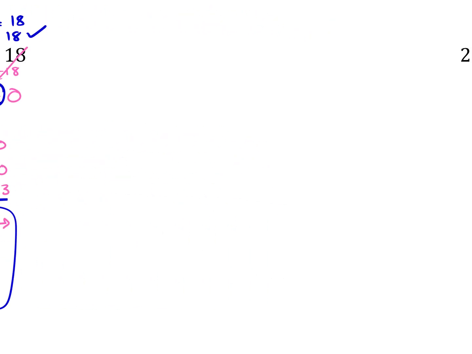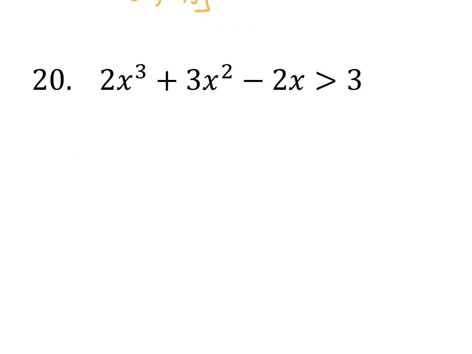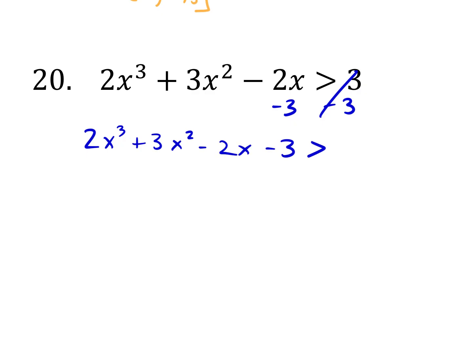All right, let's do 20. So here we have x to the third power, so we might have 3 answers. What should we do first? Subtract 3. So 2x cubed plus 3x squared minus 2x minus 3 is greater than 0. When we have 4 terms, how do we factor? Grouping. Make sure you know how to group for the test tomorrow.